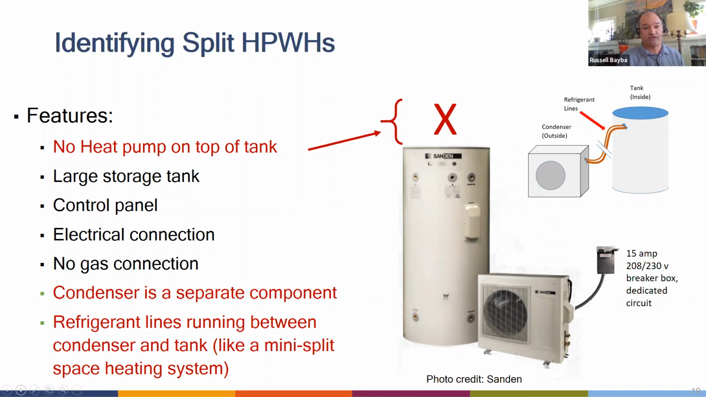Again, there's no gas connections. And the condenser is separate from the tank. And these tend to have a slightly smaller, they're 15 amp and dedicated circuit as well. So there's a refrigerant line that goes in from the condenser to the tank, delivering the energy from outside to inside. And they're very similar to a mini split. It's just running water essentially. Well, inside is water, but it's still refrigerant moving between the two, like a mini split. Okay, let's go on.